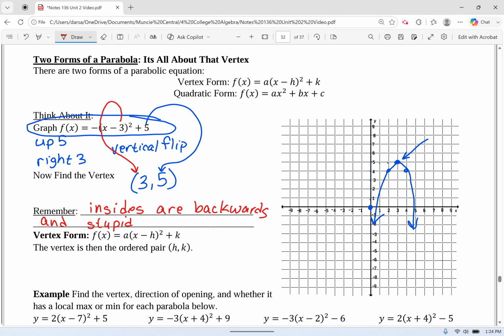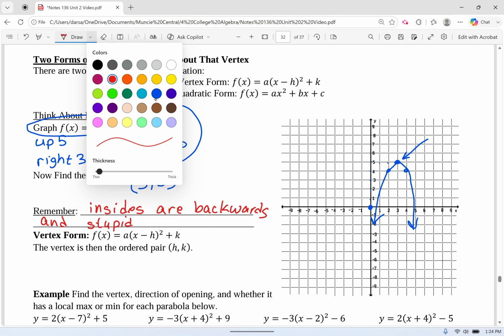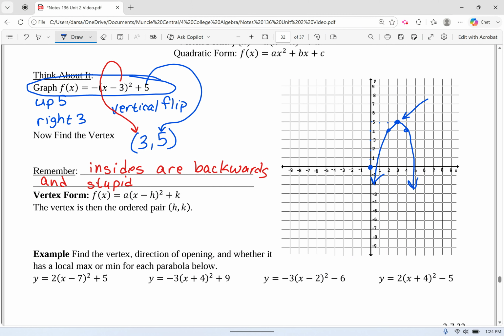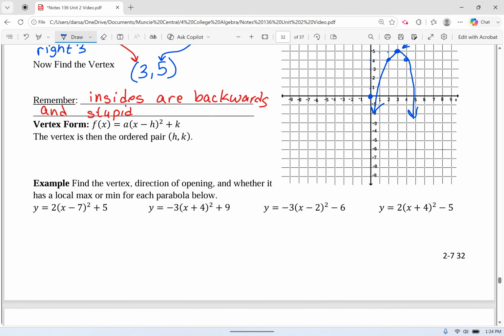So we can use this to help us quickly find the vertices of these 4 examples. So hopefully you take a second and you just cruise through these on your own really fast. So after you've paused, let's see if we can get our answer.